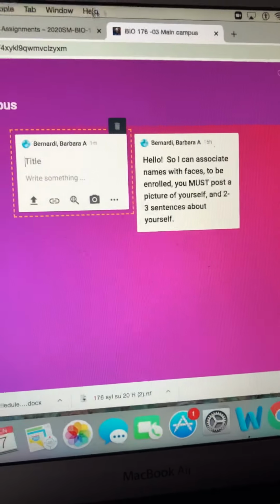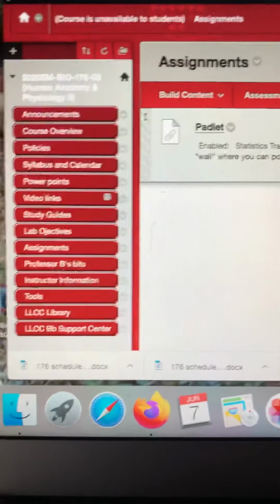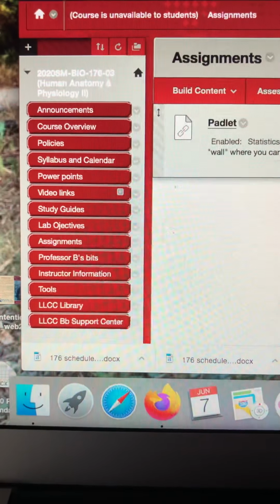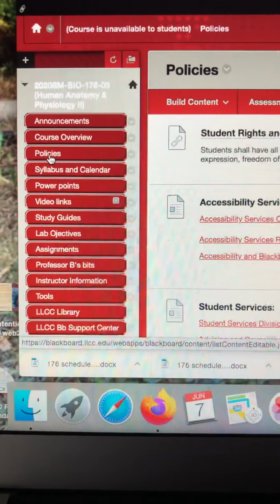Once you finish that, you're going to go back. You're going to see back to the main page where you'll still be on Padlet. You can click on Policies.